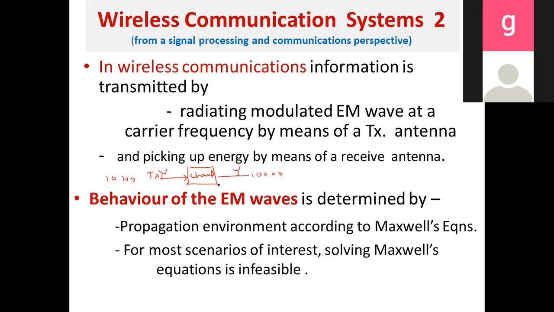But the behavior of this electromagnetic wave can be determined, usually in free space communication. We can determine the behavior of the wave using Maxwell's equations, to some extent, only for free space loss, if there are no multiple paths. But in most cases, like the urban environment and mobile cellular communication, solving Maxwell's equations is highly impossible. It will not give us the solution because of the multipath propagation.